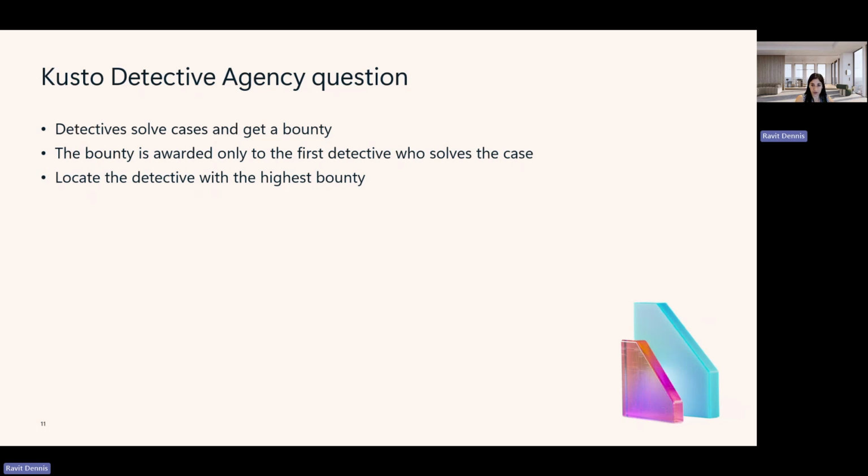Before I show you the demo, let's understand the question itself. The question talks about detectives. Every detective solves a case and gets a bounty. And the bounty is awarded only to the first detective that solved the case. Actually, this is the catch of that question that a lot of people are missing, and they're missing it from the data. By the way, it's not something that the question talks about. It's something that you have to realize by yourself. And I thought it would be interesting to see if the agent is able to find it out by itself. And the question asks you to locate the detective with the highest bounty.